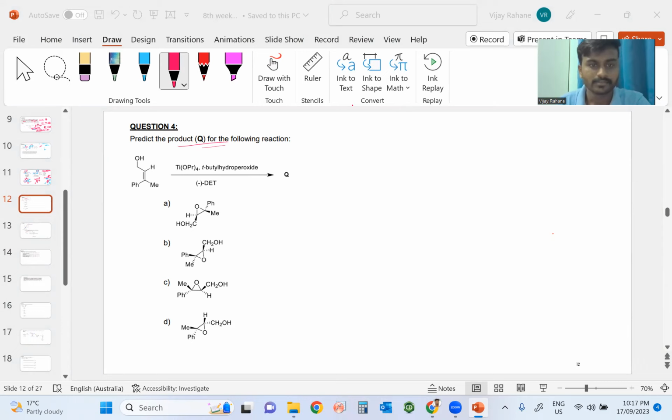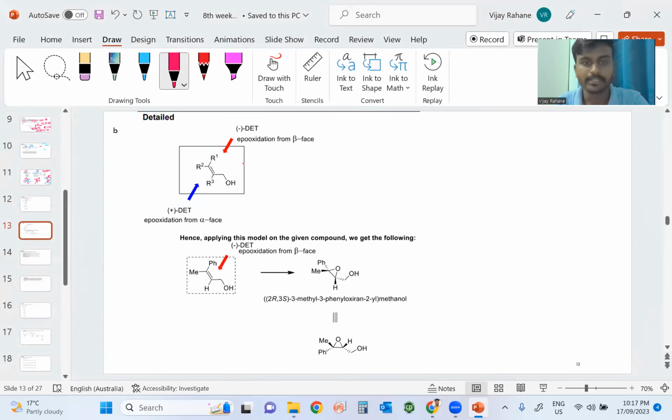So it's epoxide formation using the diethyl tartrate and tert-butyl hydroperoxide. And there are four options they have given. So you have to identify which is the correct option. So I will show the model here.